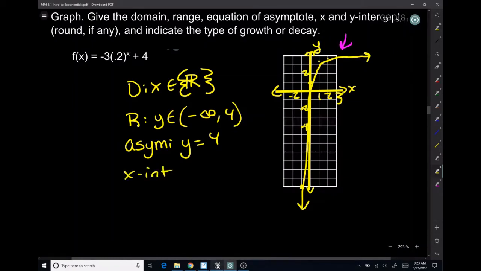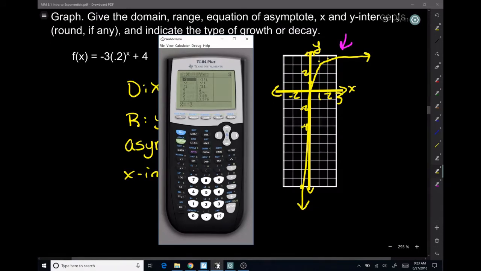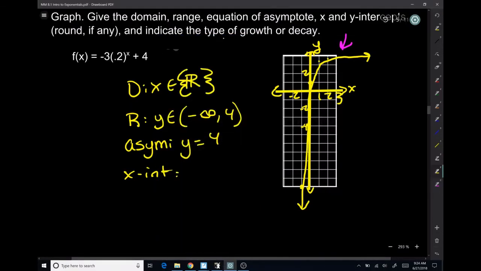The x-intercept, I'm going to have to find on my calculator. I'm going to go to second trace and go to 0 and ask for the left bound. So I go to the left side of the x-intercept and press enter, and then right bound, go to the right side of the x-intercept and press enter. And it says guess, and I ignore that. This intercept is at negative 1.787. I'll just call it negative 1.8.